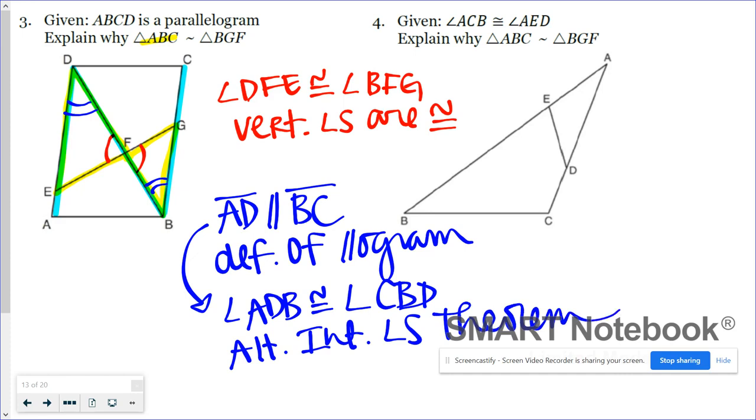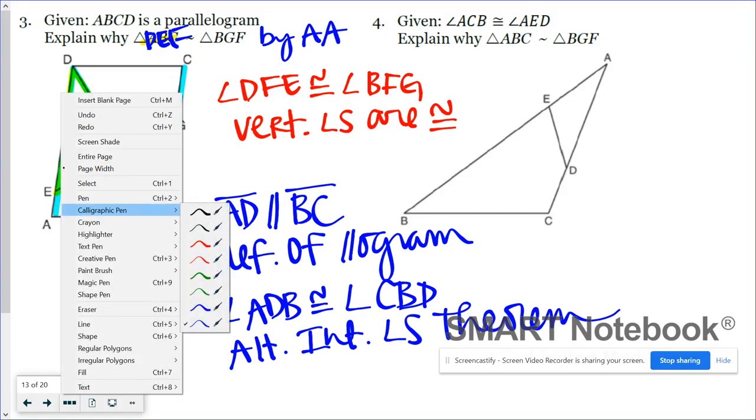So I can say that these two triangles, and that really shouldn't be ABC, BGF, so that would be DEF, right? I can say that these two triangles are similar by angle, and I proved it in my explanation below.